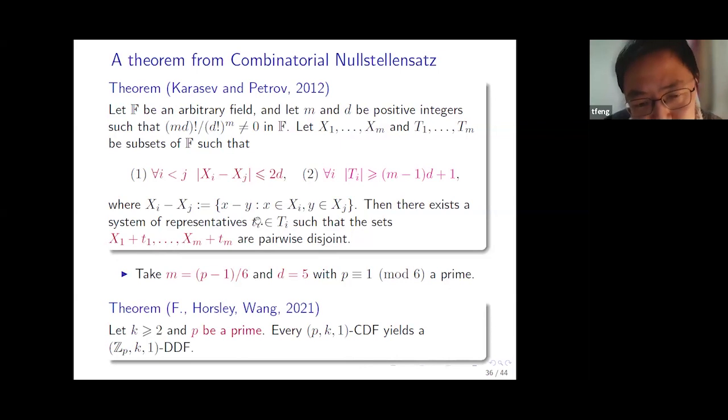So actually we can prove that every (p,k,1) CDF, here k does not have to equal 3, works for any k. Every (p,k,1) CDF can give a (p,k,1) disjoint difference family. Anyway, the Karasev and Petrov theorem is very interesting. It gives an unexpected result.